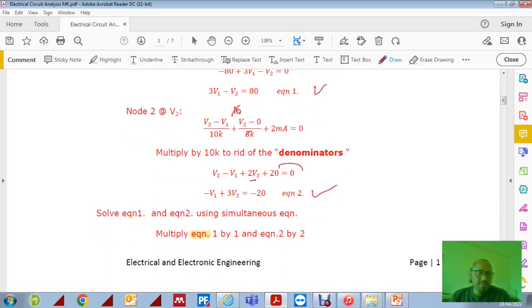So now we need to solve equation 1 and equation 2 using simultaneous equations. Multiply equation 1 by 1 and then equation 2 by 3. This should be 3.